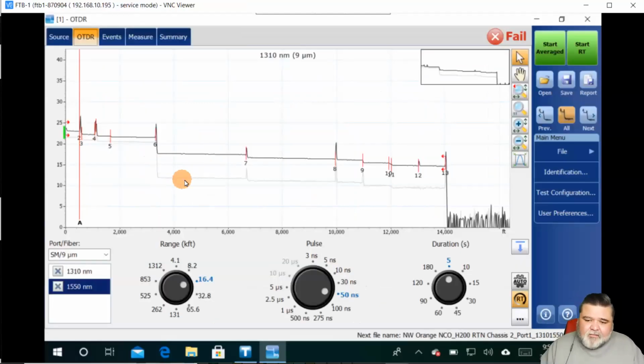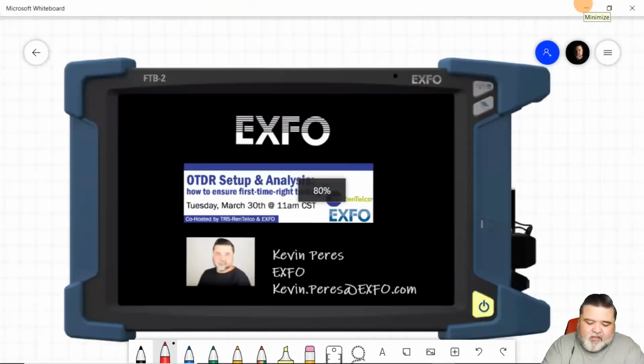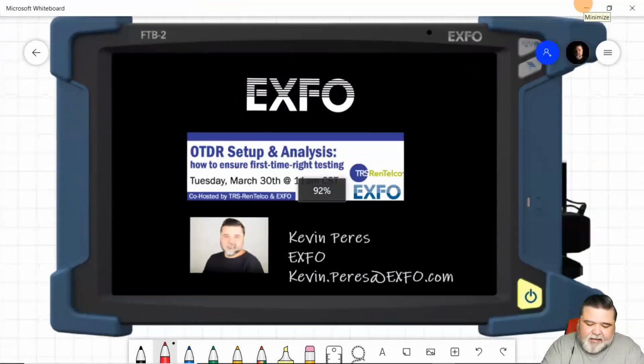And then after that, it's basically just saving the results and going to the next fiber. A lot of information in a short period of time here, but I really wanted to get across some of the biggest things that we see in ensuring first-time-right testing.